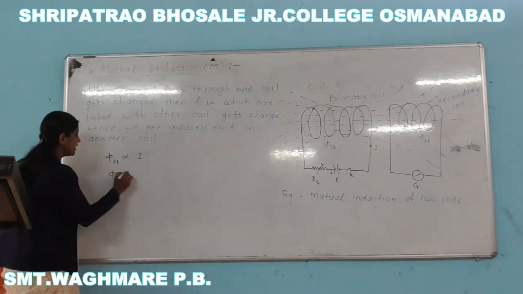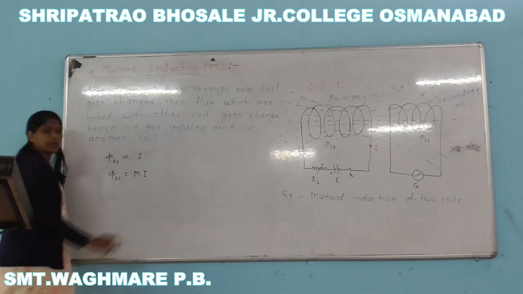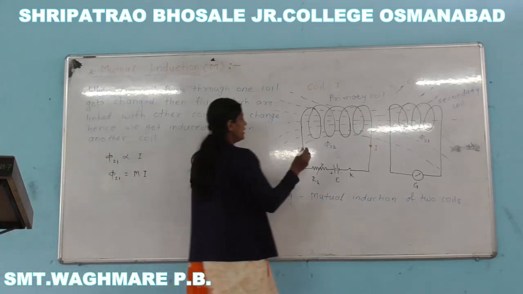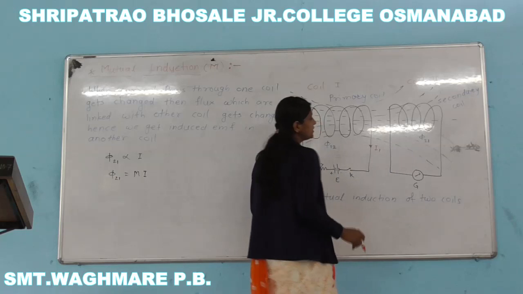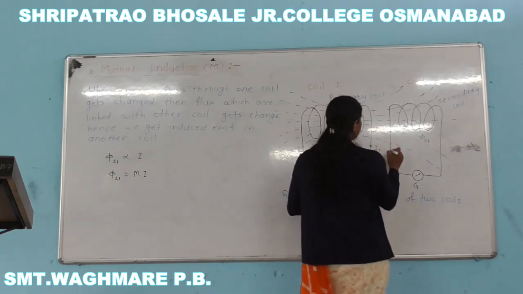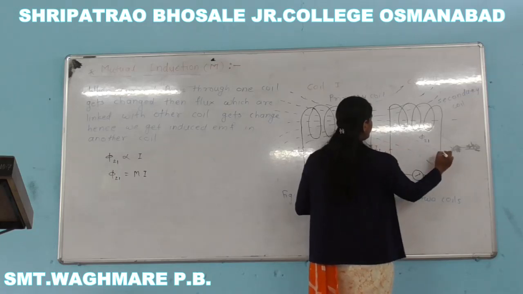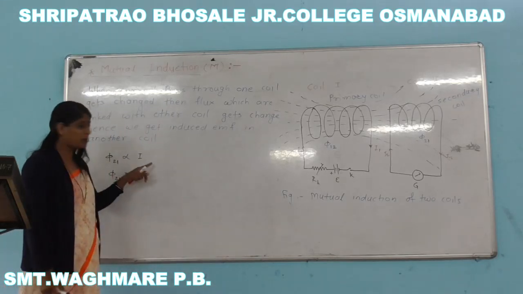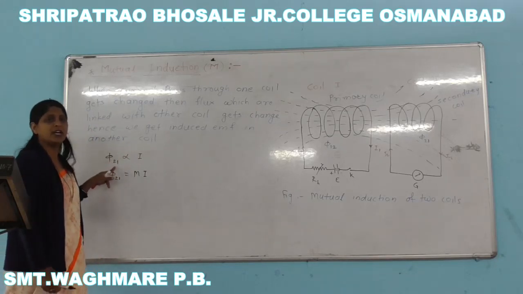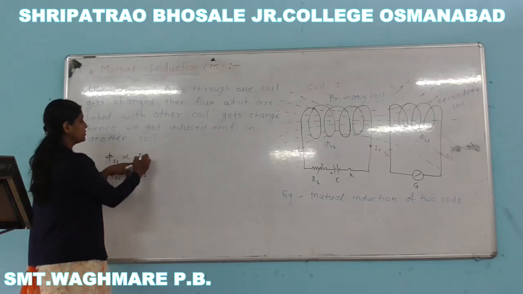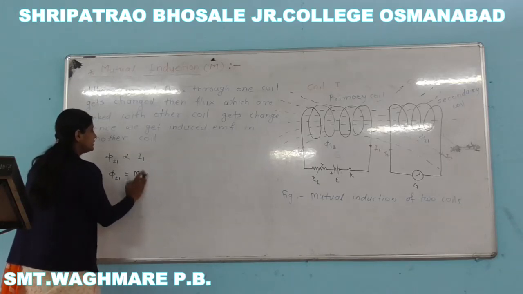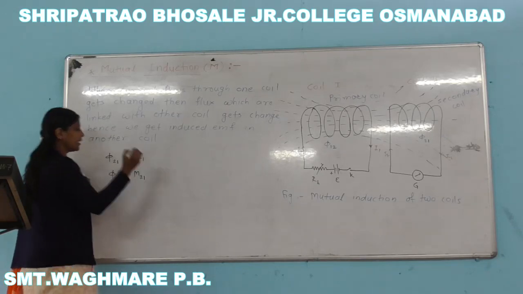Therefore, this equation can be written as magnetic flux phi21 is equal to M into I. The current in the primary coil is given by I1, and the current in the secondary coil will be I2. Therefore, the magnetic flux in the secondary coil due to the current in the primary coil is directly proportional to the current in the primary coil. This is the mutual induction of the secondary coil due to current in the primary coil.